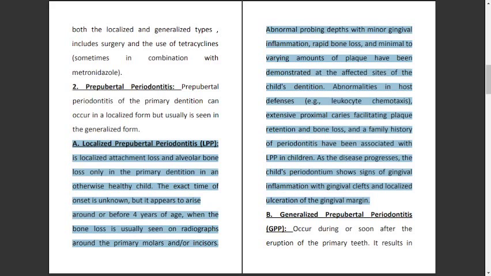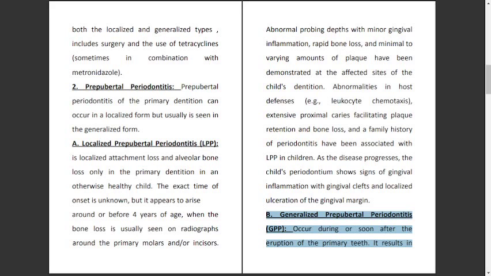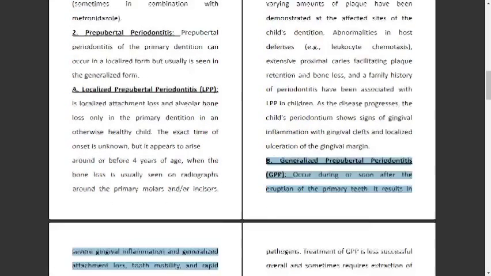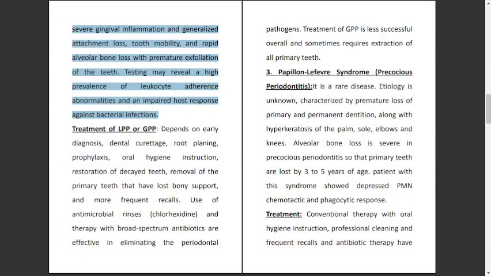Abnormalities in host defenses, for example leukocyte chemotaxis, extensive proximal caries facilitating plaque retention and bone loss, and a family history of periodontitis have been associated with LPP in children. As the disease progresses, the child's periodontium shows signs of gingival inflammation with gingival clefts and localized ulceration of the gingival margin. B. Generalized pre-pubertal periodontitis, GPP, occurs during or soon after the eruption of the primary teeth. It results in severe gingival inflammation and generalized attachment loss, tooth mobility, and rapid alveolar bone loss with premature exfoliation of the teeth. Testing may reveal a high prevalence of leukocyte adherence abnormalities and an impaired host response against bacterial infections.